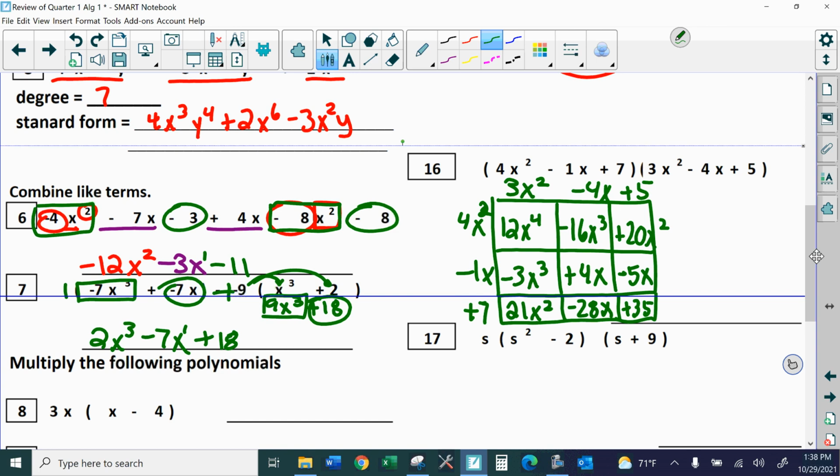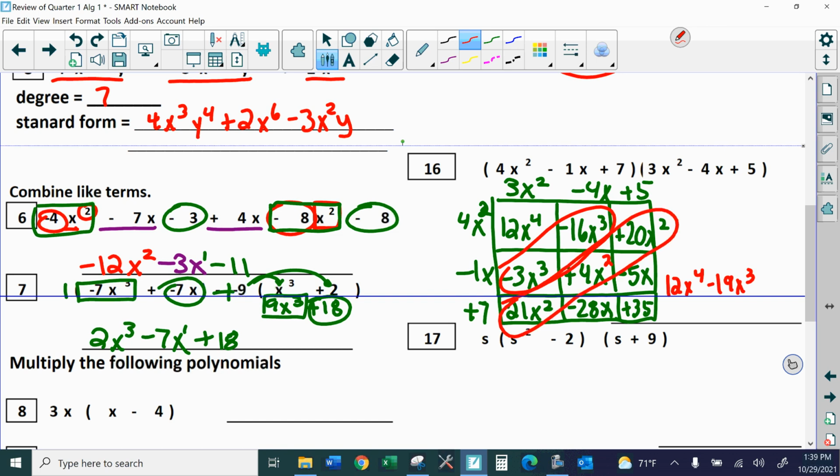Now I need to find my like terms. There is no other fourth degree term, so that's my answer there, 12x to the fourth. But cubes, I have cubes right there. That's negative 19x cubed. Then I have, oops, I forgot the squared there. x times x is x squared.